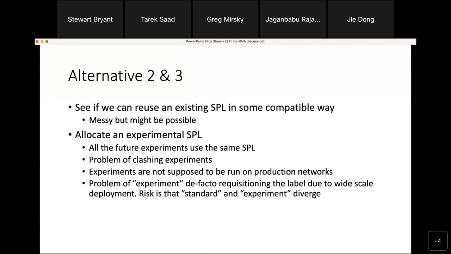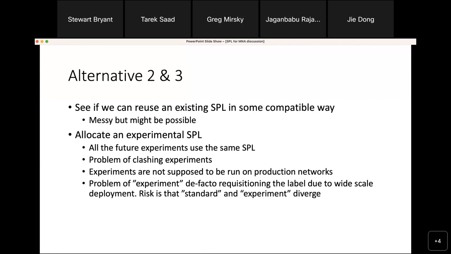What else might we do? We might see if we can reuse an existing SPL in some compatible way. This is messy, but it is perhaps possible. We need to look and see if we could do it. Or we could allocate one of our SPLs, one of our precious SPLs, as an experimental SPL. There isn't an experimental one at the moment.